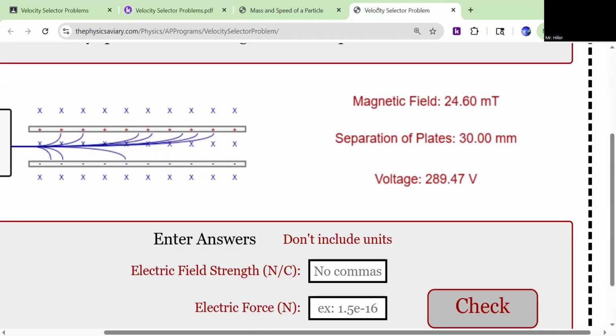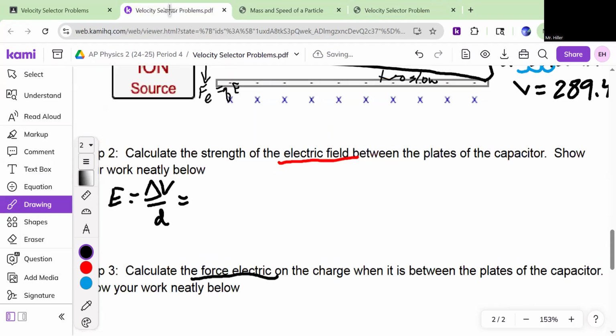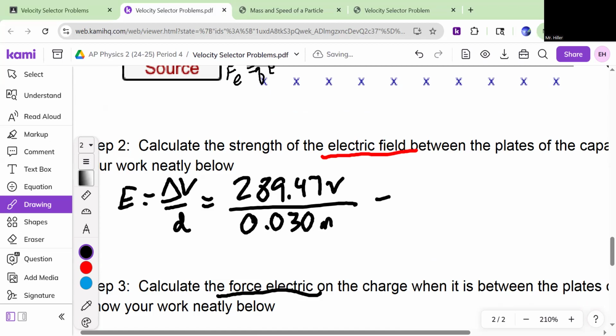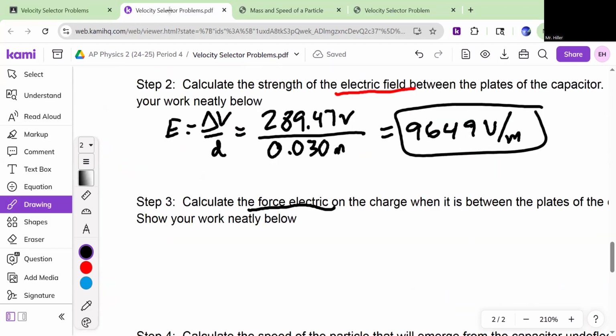And then I have a voltage applied of 289.47. So that's what I want. I want the potential difference, 289.47 volts, divided by a separation distance of 0.030 meters. And that is 9649 volts per meter. We always expect our electric fields to be pretty high.